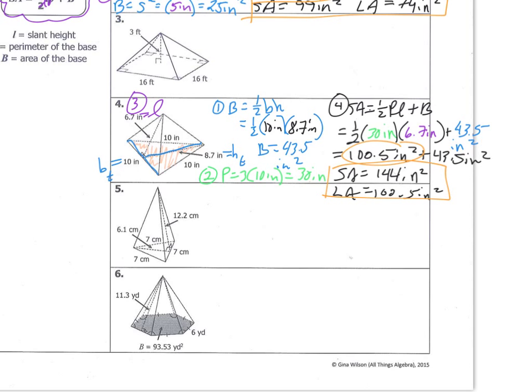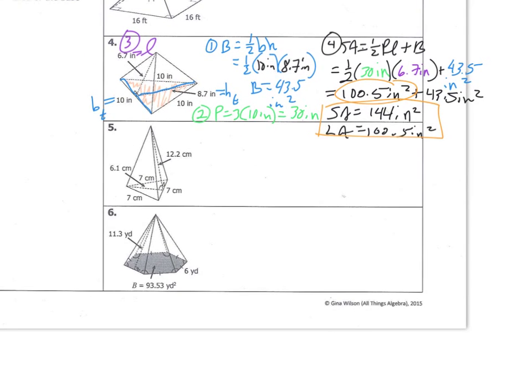Then we're going to talk briefly about number 6. It looks like it's difficult because what's the base? It's a hexagon. But look what they gave you. Didn't they do all the work for you? This is a regular hexagon. We could have used 1/2 PA, but they found big B for you. Yippee skippy, jump up for joy, clap your hands, right?